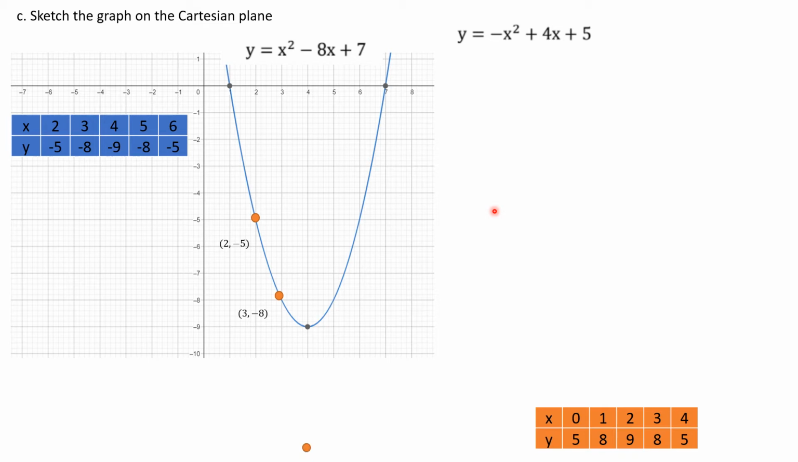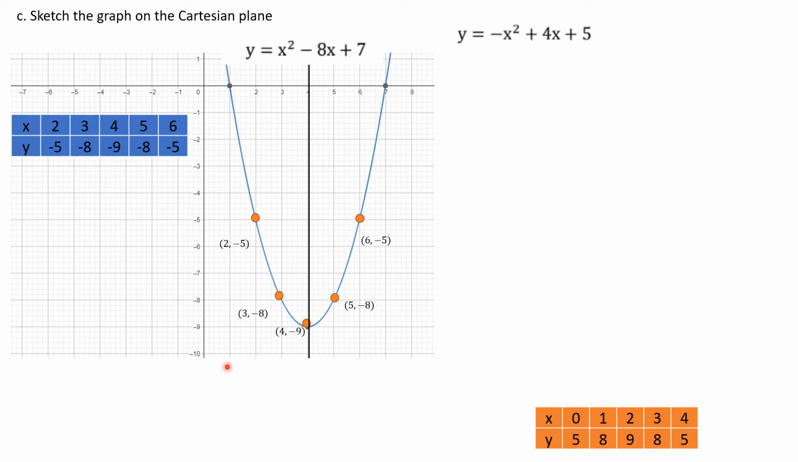Sa vertex po natin, yun ay 4, negative 9. And then, yung next is 5. Ang x natin ay 5, lakad tayo ng 5, baba tayo ng 8. So, yan po. 5, negative 8. And then, lakad tayo ng 6, baba po tayo ng 5, negative 5. So, yan po yung point po natin. So, this one is the graph of this given quadratic function. Siya po ay isang parabola.